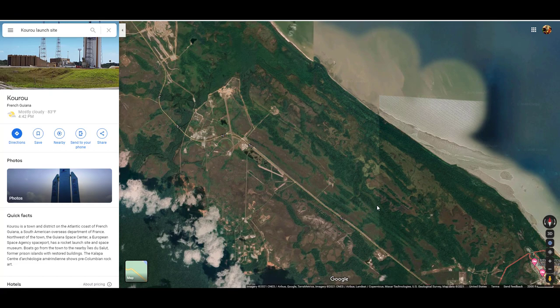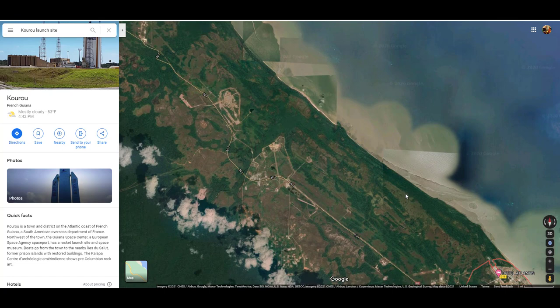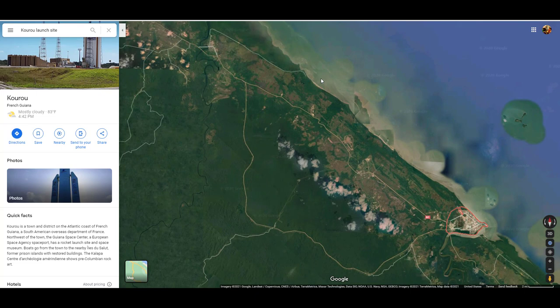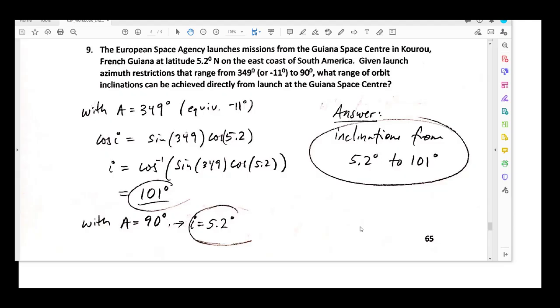You can launch over this undeveloped area here, going out directly east or up at what was the azimuth there? Yeah, right. Azimuth restrictions from about 349 to 90 degrees result in these inclinations of 5.2 up to 101 degrees from Kourou Space Center in French Guiana.